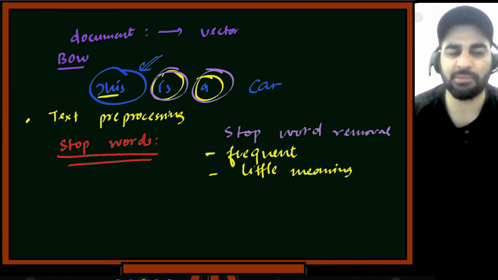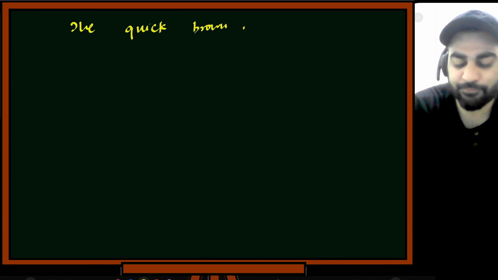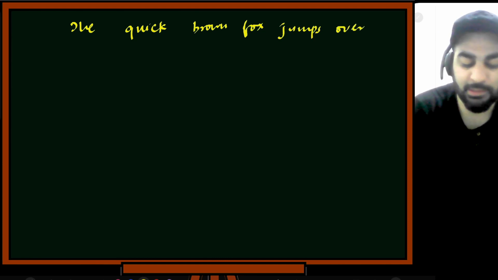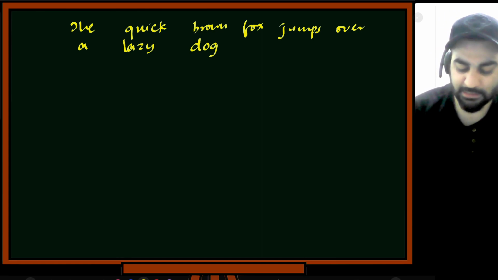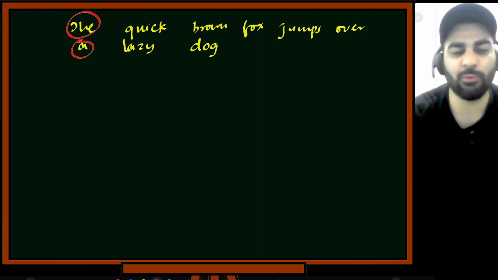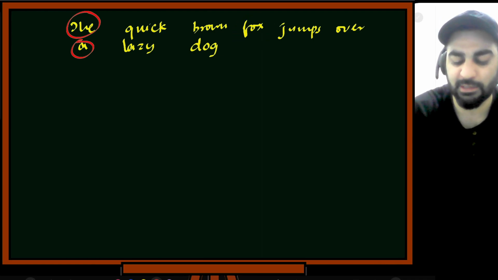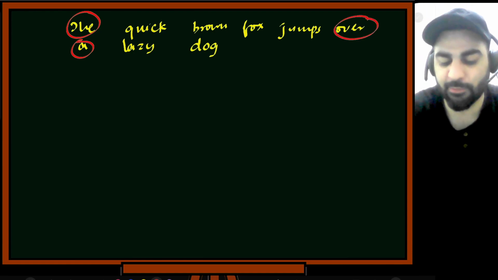Okay, let's consider a sentence and see what to do. Let's suppose: "The quick brown fox jumps over a lazy dog." If you see this sentence, we can remove words like "the", and "a", and "over" also can be removed.